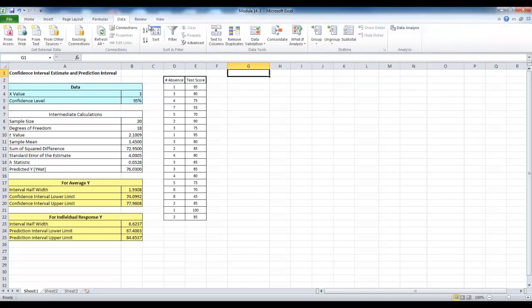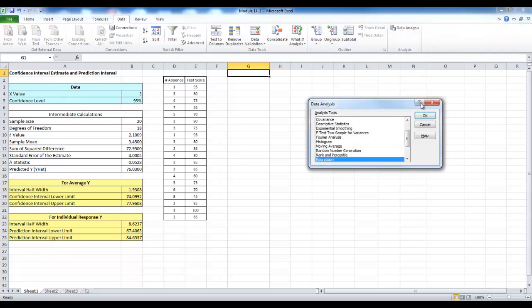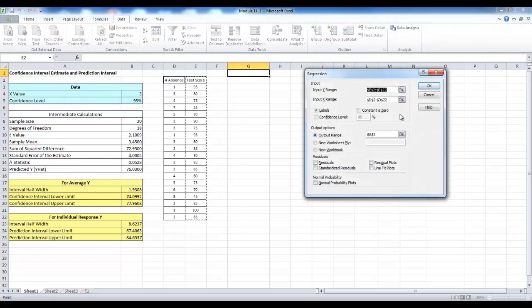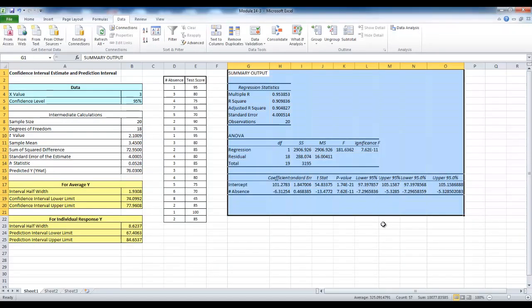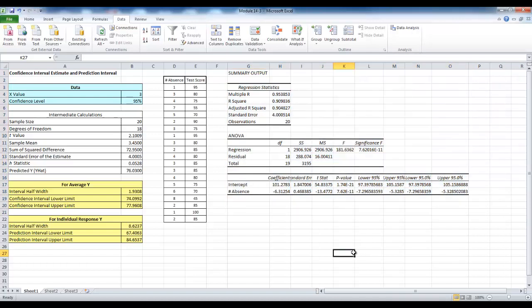Let's run our regression analysis one more time. Data analysis, regression. Our input range for Y is test score, and the input range for X is number of absences from D2 to D22. I check labels because I highlighted the labels. Confidence level 95%, and I want the output to be on G1. Let's click OK. So this is our output. We already talked about how to interpret the output in previous videos.